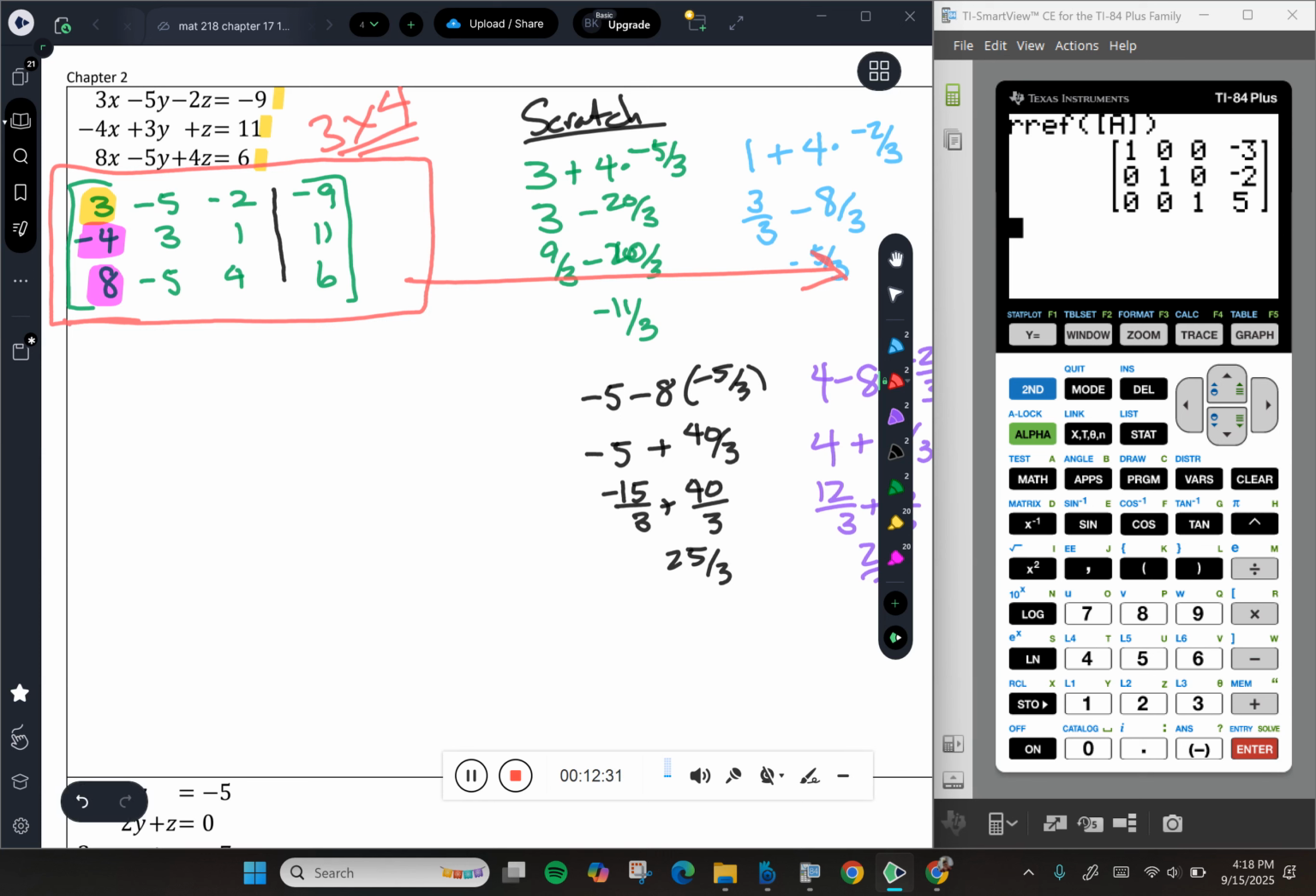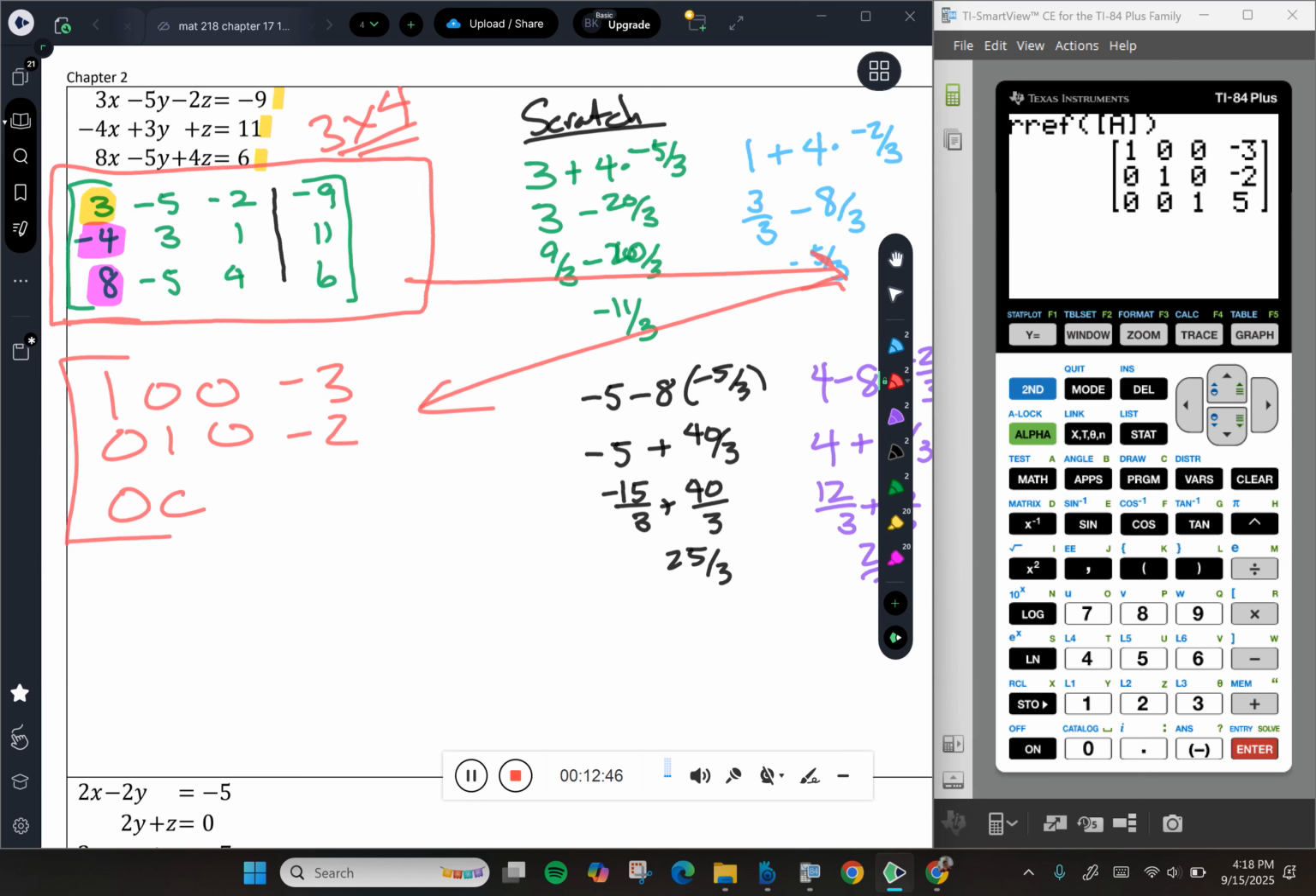Okay, and now I'm going to take that matrix that I just had and copy it down over here. So there's my reduced row echelon form. 1, 0, 0, -3, 0, 1, 0, -2, 0, 0, 1, 5. And so I've got my augmented matrix in reduced row echelon form. Now what I'm going to do is peel off what each of those rows mean.